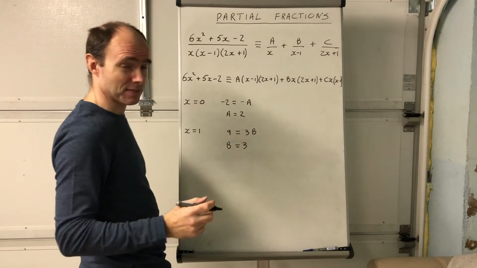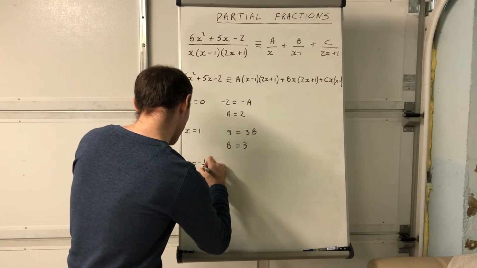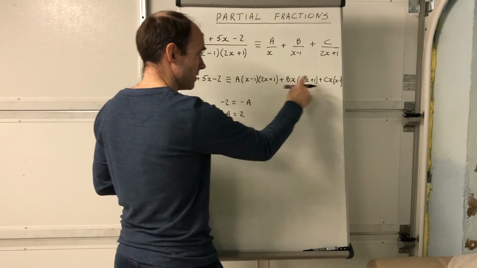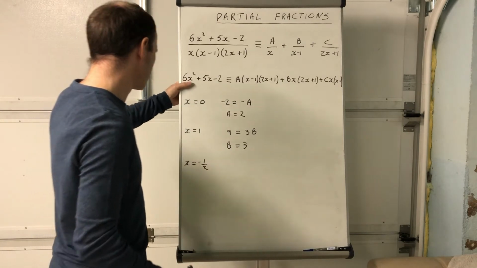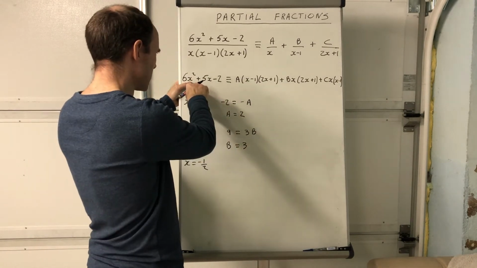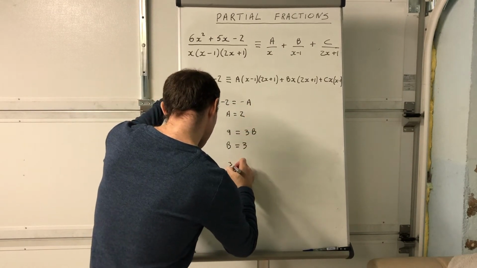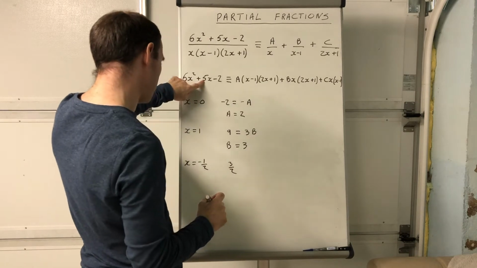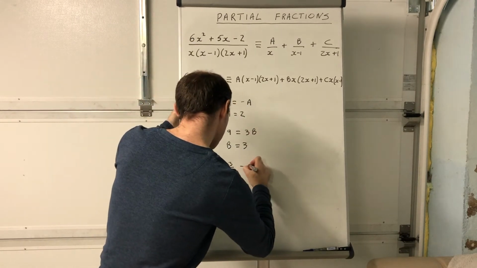And then finally, what value of x could we substitute in? Negative a half. It's got to be a fraction, isn't it? In order for this term and this term to cancel, so you can find what c is. So that makes it a bit awkward. So x squared, that's 1/4, times 6, so that's 6/4, 3 over 2. And then 5 times negative a half, so that's negative 5 over 2.